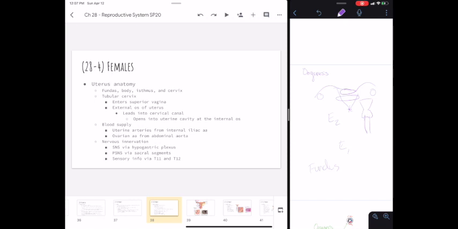So this is autonomics and input to the primary somatosensory cortex.